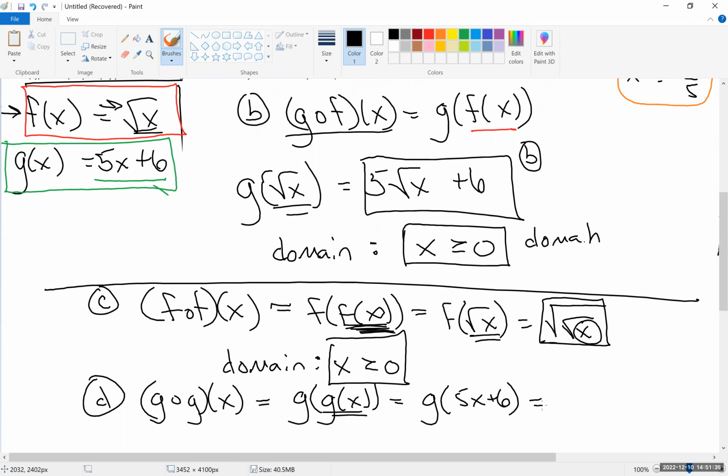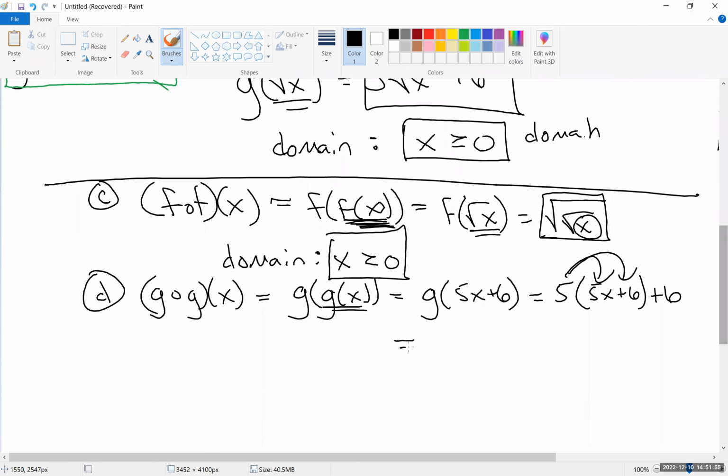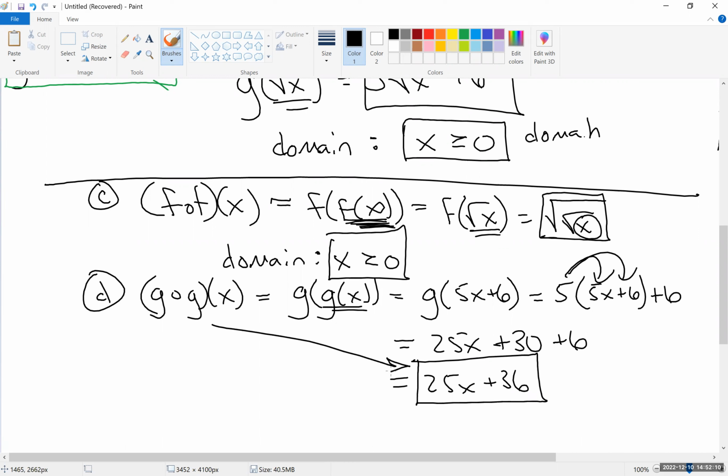It's going to be equal to, I see a 5, we write a 5. We see an x, so we write 5x plus 6. And then we see a plus 6, so we write plus 6. Now, on this one, we have to simplify because we can. 5 times 5x is 25x. 5 times 6 is 30, so it'll be plus 30 plus 6. So we're going to get 25x plus 36. That is our answer for g of g of x.